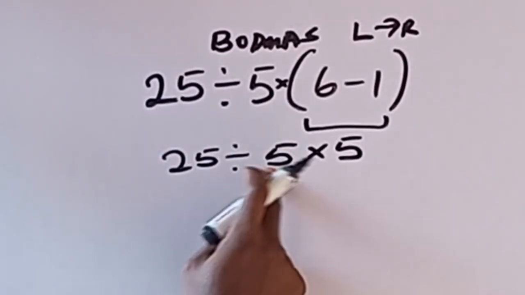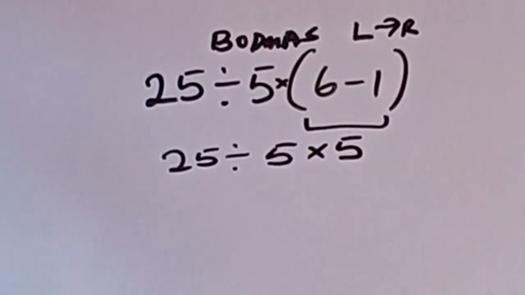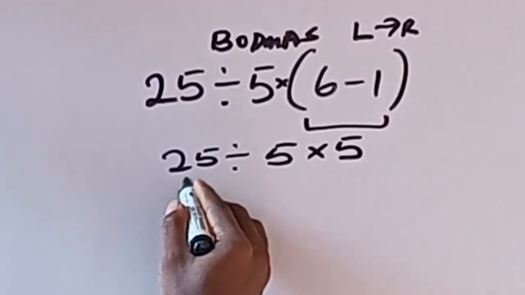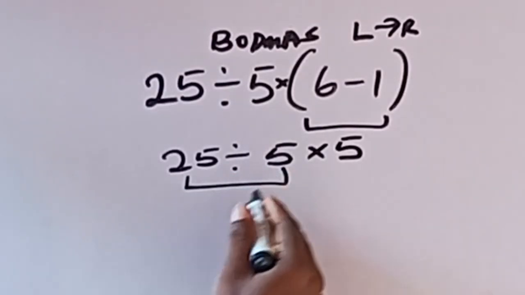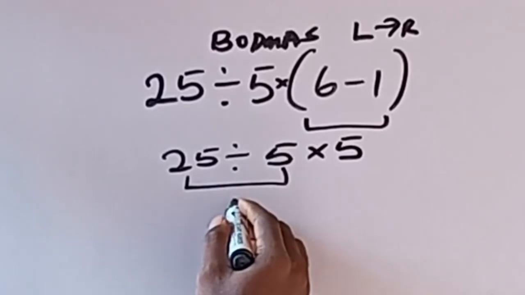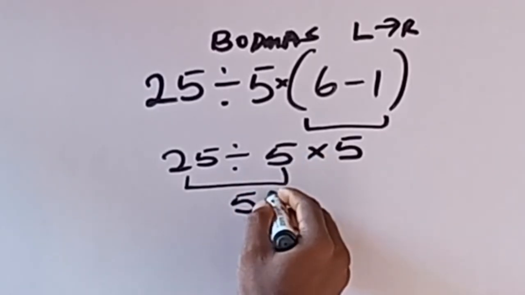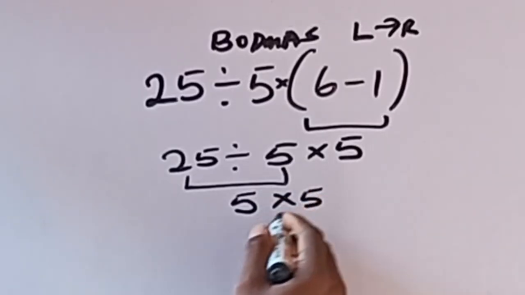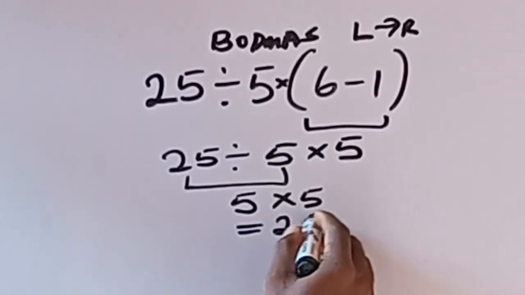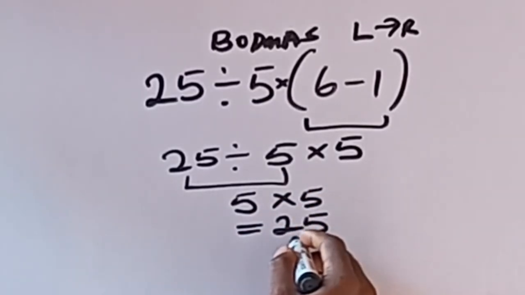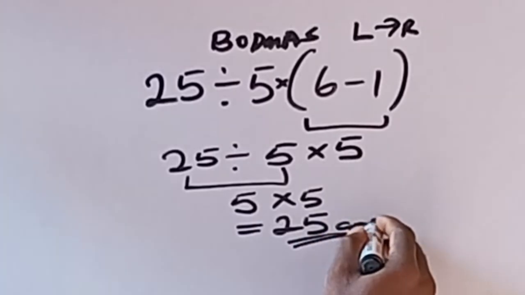Now, we are going to do division first because division comes before multiplication, okay? So if we do this division, 25 divided by 5, this will give us 5, all right? So 5 times 5 is equal to what? 25. And this is our final answer.